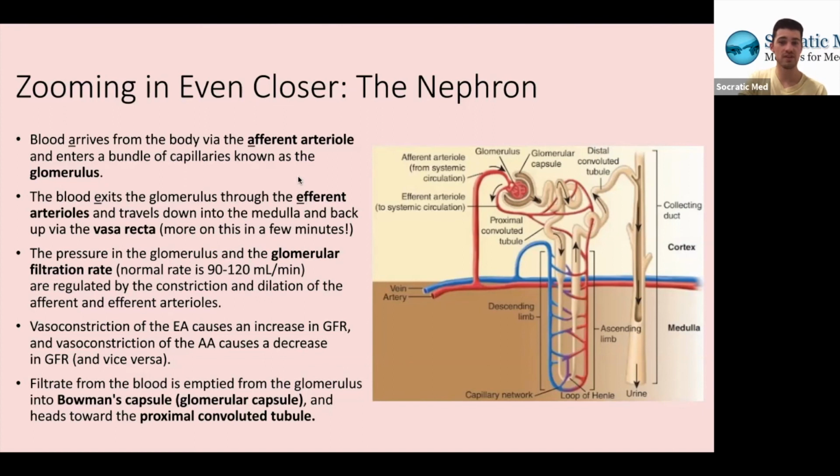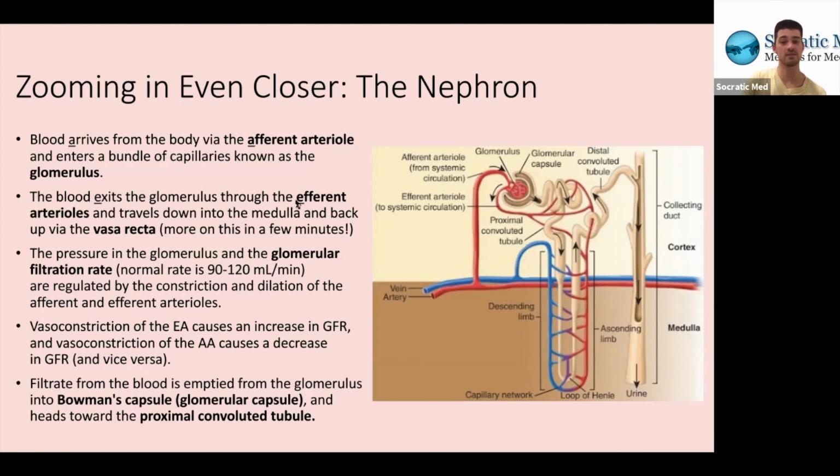So constricting the efferent arteriole, remember the efferent arteriole is leaving, so it's after the blood passes through the glomerulus. So if you constrict that, you're cutting off the amount of blood that can flow through it in a certain amount of time. So the blood is still coming in from your body, but we're plugging up that efferent arteriole, so there's going to be more and more blood that's entering the glomerulus than is actually leaving. So that's how we're increasing pressure in the glomerulus, and the GFR increases as well.